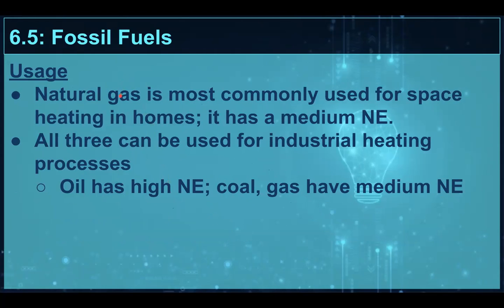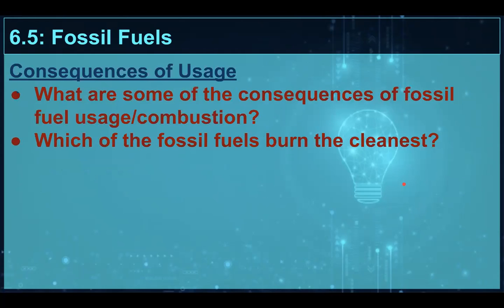Natural gas is used very commonly for space heating. So your homes are probably heated by natural gas. Some of yours might be heated through electricity. That's possible too. But very commonly, natural gas is really the source of heating for homes. All of them can be used for industrial heating processes. So if we need to heat something up in industry, we mean very, very hot. Well, each of these can be used. Oil actually has a really high net energy, whereas the other ones are about medium net energy.